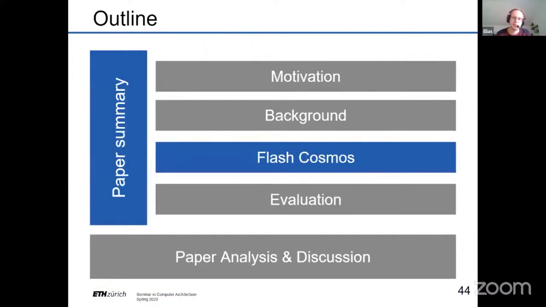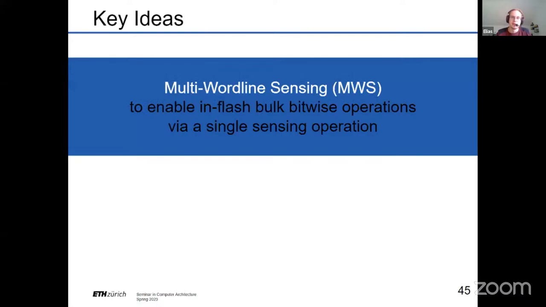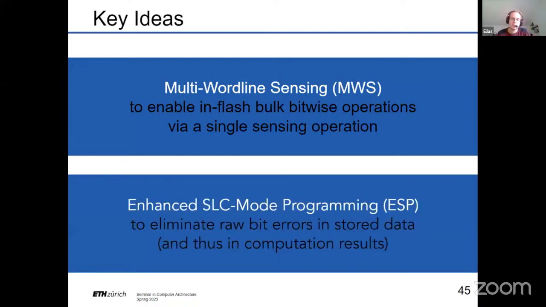Now let's talk about Flash-Cosmos. The key idea is that we use multiple word line sensing to enable in-flash bulk bitwise operations. And we will be using enhanced SLC mode programming to eliminate these raw bit errors.